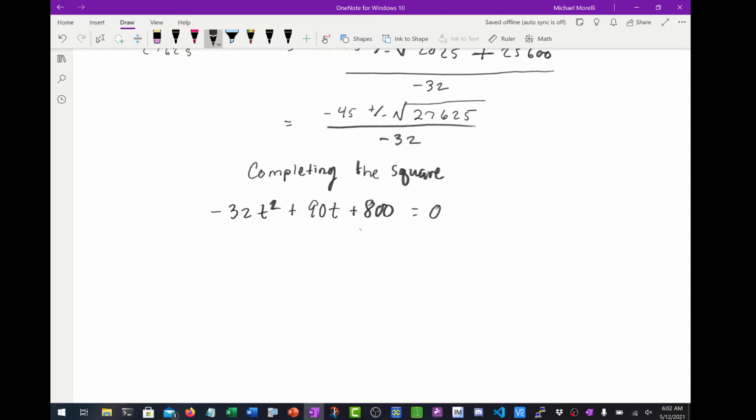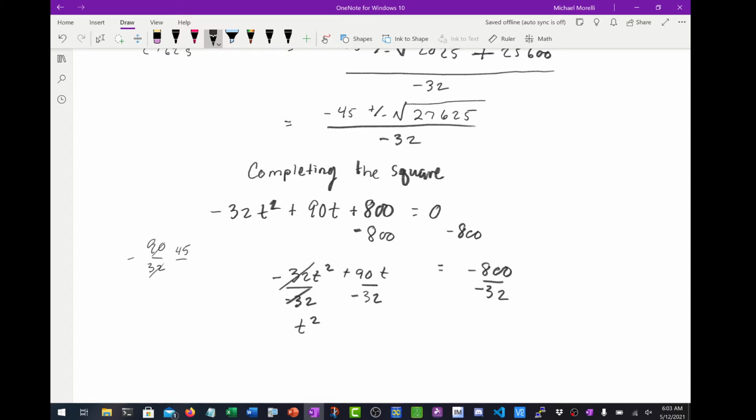Okay, so first thing I'm going to do is subtract 800 from both sides. Now I've got negative 32t squared plus 90t equals negative 800. And now I'll divide everything by negative 32. That gives me t squared by itself. Now 90 over negative 32, let's work on that fraction. So first I can just cut it in half, and that gives me 45 over 16.